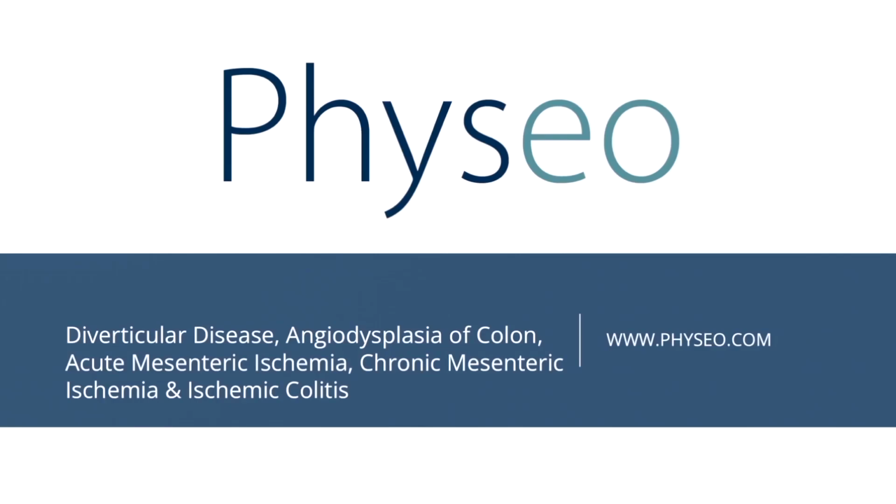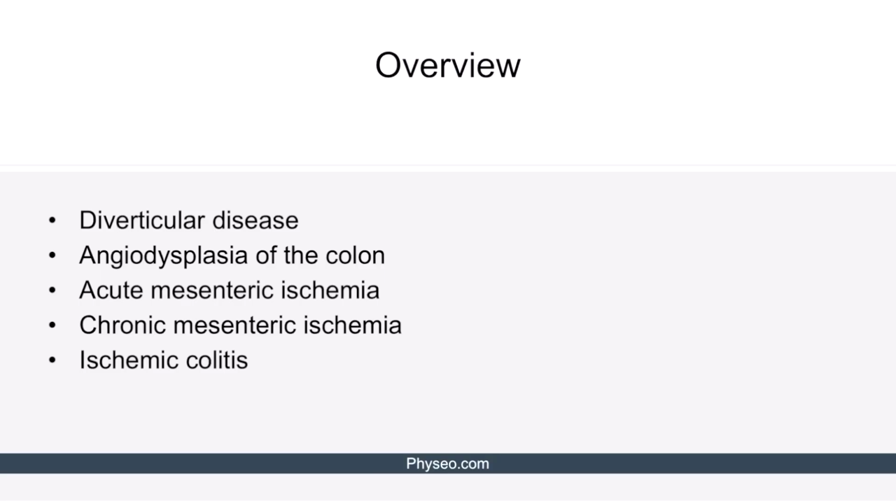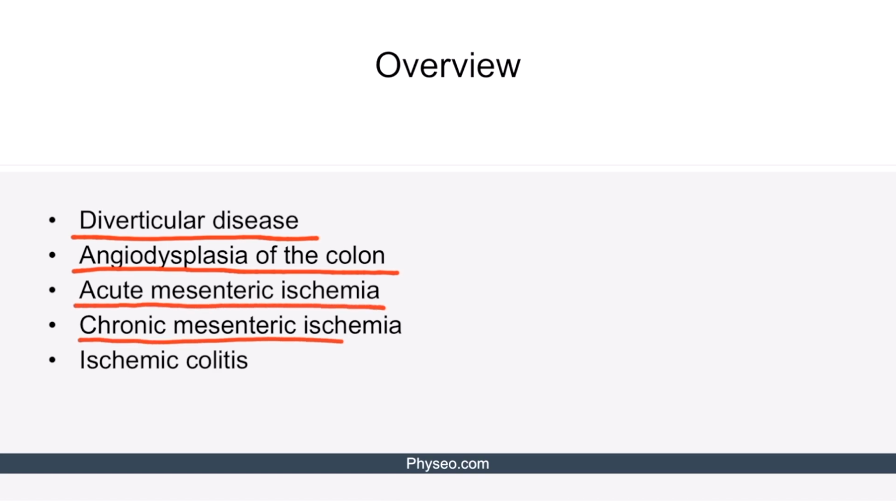Welcome to our second video on diseases of the colon. Let's get started. So here's an overview of what we'll be covering in this lecture. We'll be covering diverticular diseases, angiodysplasia of the colon, acute and chronic mesenteric ischemia, and ischemic colitis. So let's start with diverticular disease.